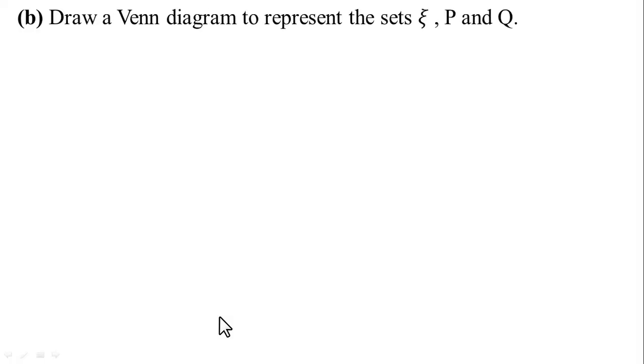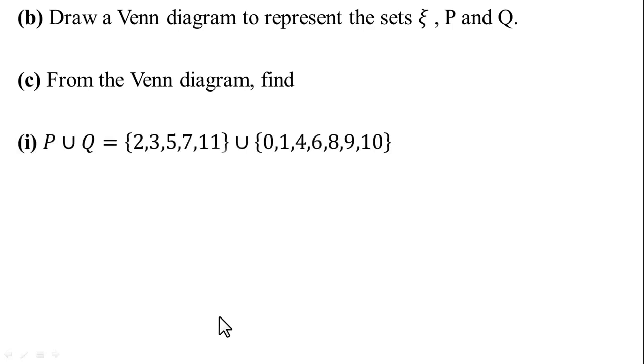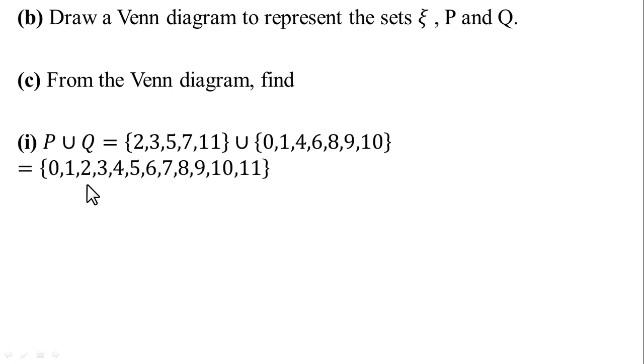In B part, draw the Venn diagram to represent the universal set, Q and P. Now from the Venn diagram, find P union Q. First of all, write the elements of P union the elements of Q. In union, write all the elements in both sets, that is equal to 0, 1, 2, 3, 4, 5, 6, 7, 8, 9, 10 and 11.